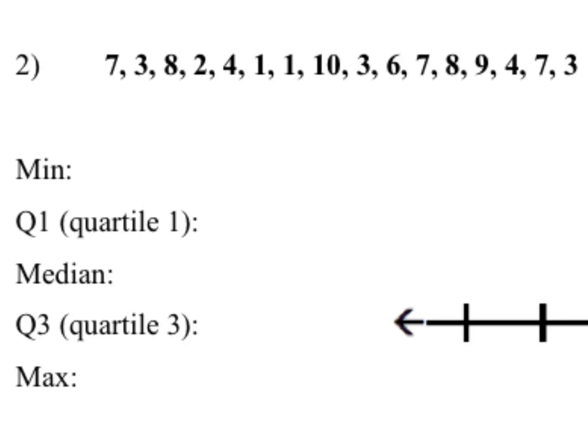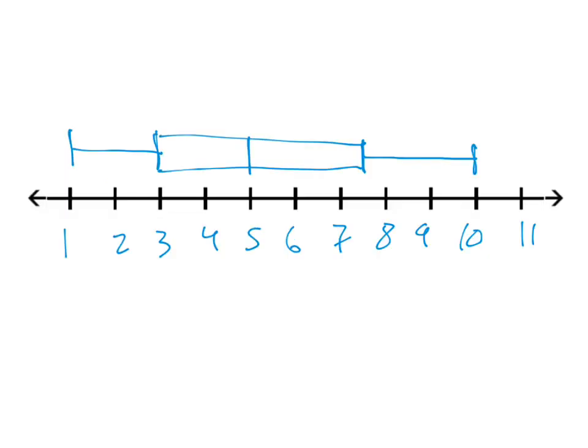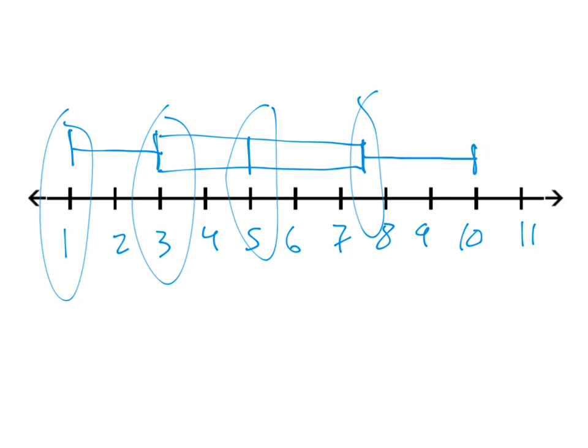Alright, let's check and see how you did. You should have gotten 1, 3, 5, 7.5, and 10. And let's go over and see how your box plot did. Alright, should look something like this, right? Vertical line at 1, 3, 5, 7.5, and then 10.